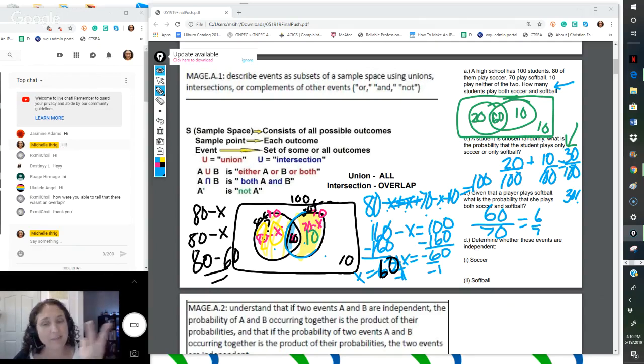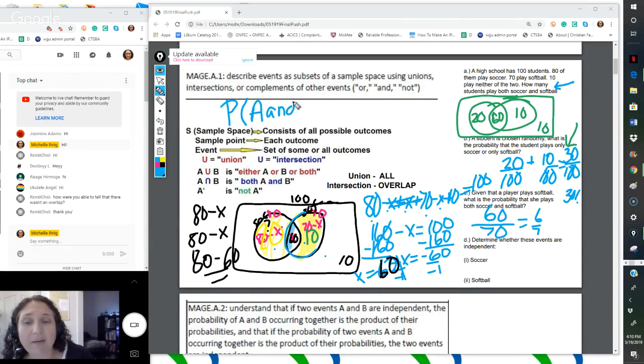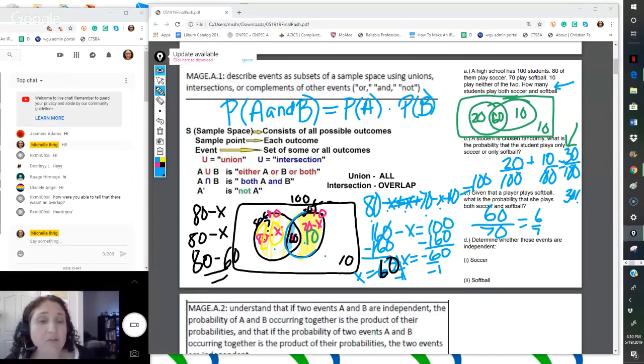There's two ways to do independence. The main way that I've shown you is to look at the formula sheet. The formula sheet says that in order for something to be independent, the probability of A and B has to equal the probability of A times the probability of B. So the probability that A and B happen, we know, is 60 out of 100. And I'm not going to reduce the fraction because I'm just doing it to demonstrate.